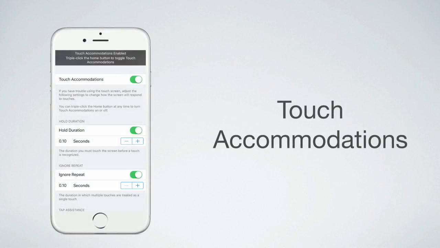We also have touch accommodations, where you can adjust how the screen responds to your finger and how long you should press before it's recognized. And you can also set hold durations. You can ignore repeated actions, so you can touch anywhere on the screen without mistaking it for an action.